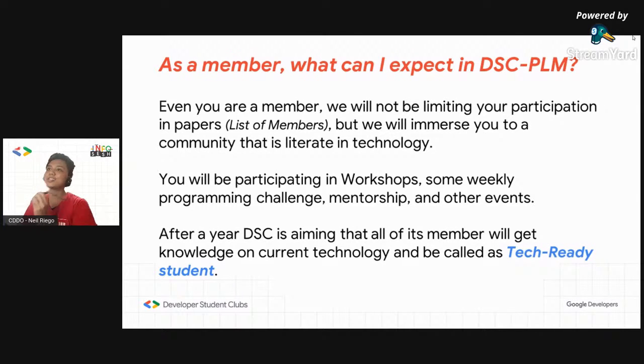So yan. After a year, DSC is aiming that all of its members will get knowledge on current technology and be called as tech-ready students.